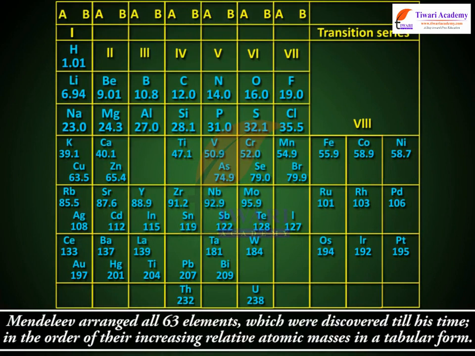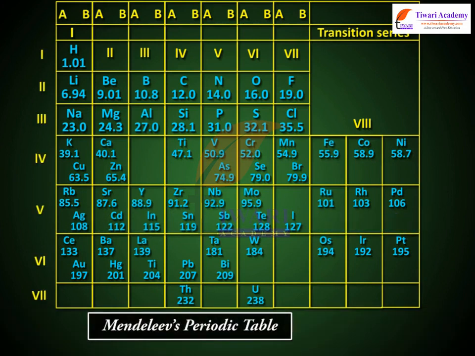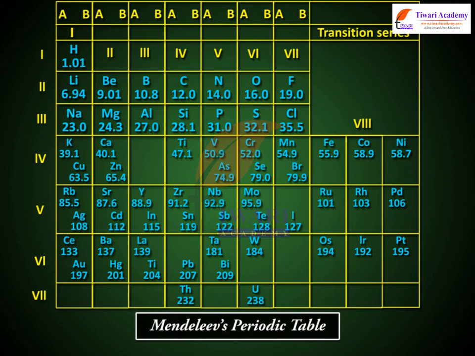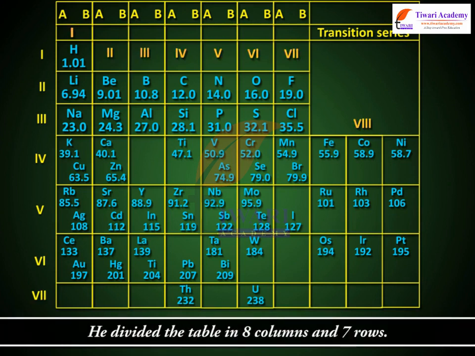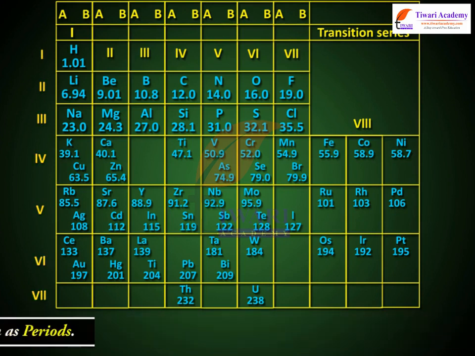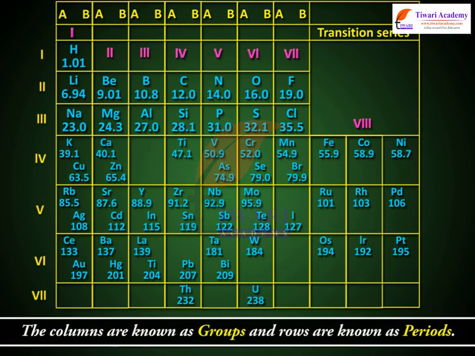Mendeleev arranged all 63 elements which were discovered till his time in the order of their increasing relative atomic masses in a tabular form. It is known as Mendeleev's periodic table. He divided the table in 8 columns and 7 rows. The columns are known as groups and rows are known as periods.